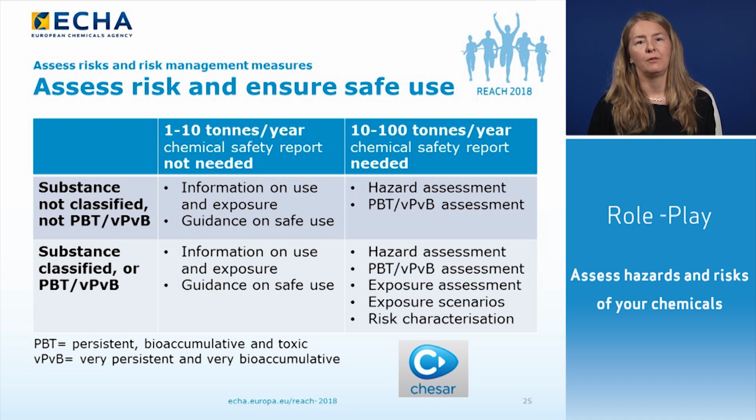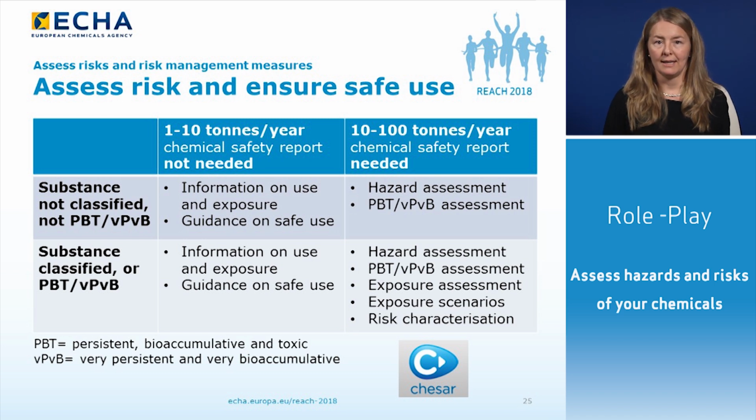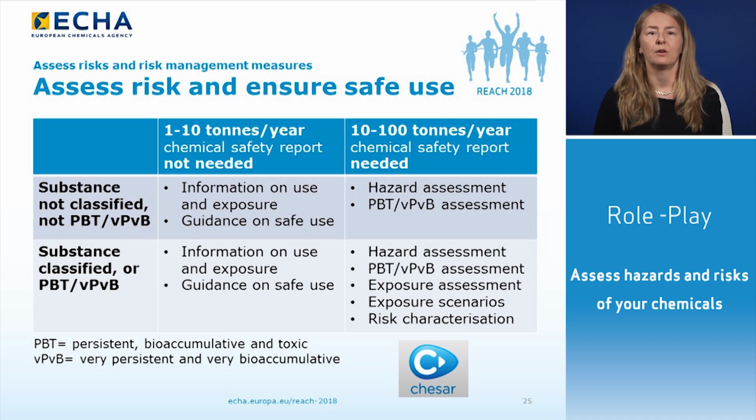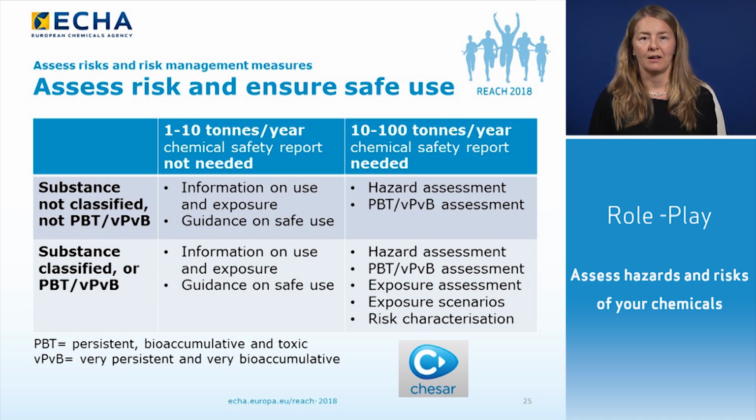After collecting all the information, the last activity is to assess the risk of the substance from the hazard and the exposure. If you find that the risk exceeds the safe limits, you need to implement risk management measures and define the conditions of use so it becomes safe, and recalculate your risk. If you manufacture or import your substance in amounts of 10 tons or more per year, you will need to document your chemical safety assessment in a chemical safety report, or so-called CSR.